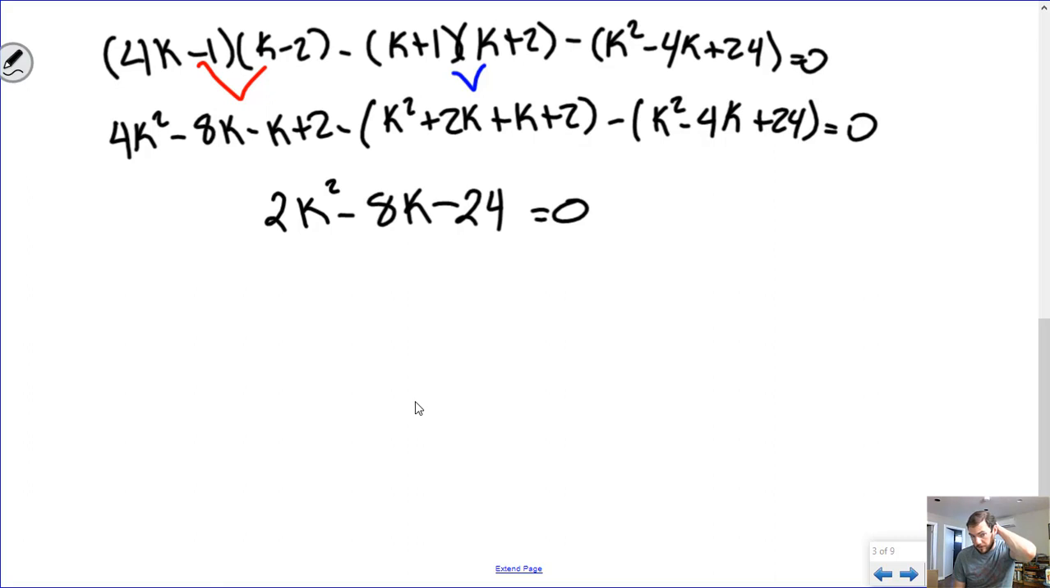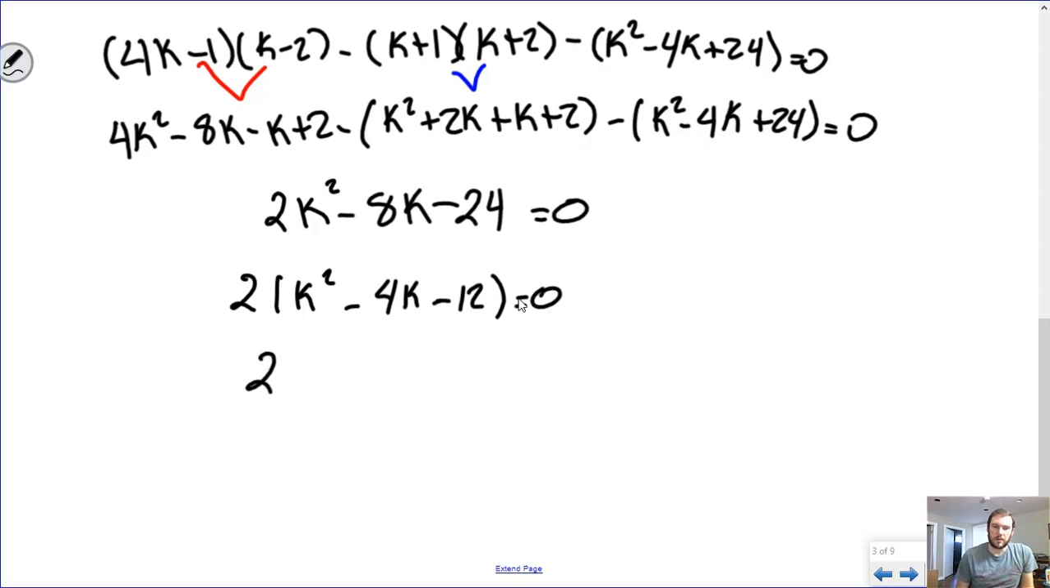Okay, so now it's just a matter of solving for k by factoring, right? All three terms have a common factor of 2, so we can take the 2 out: 2 times k squared minus 4k minus 12. And now we're looking for two numbers that multiply to give me negative 12, but add to give me negative 4. And that would be k minus 6 and k plus 2.